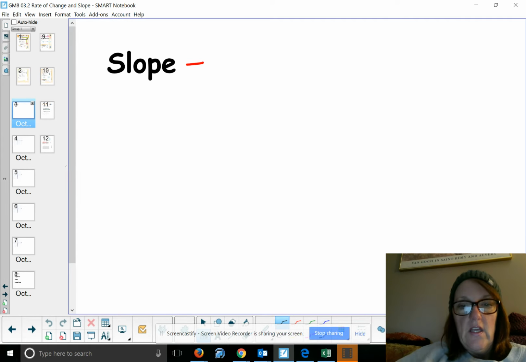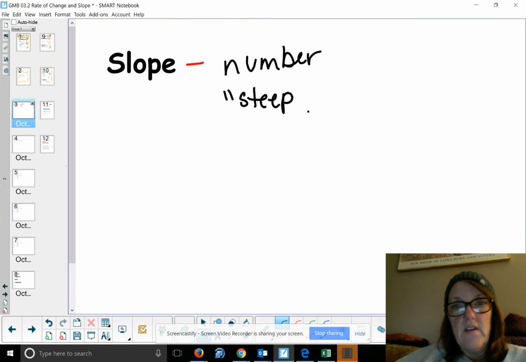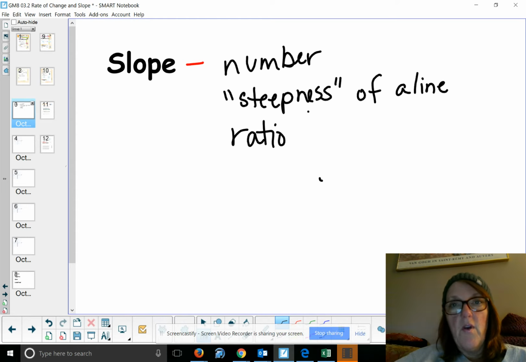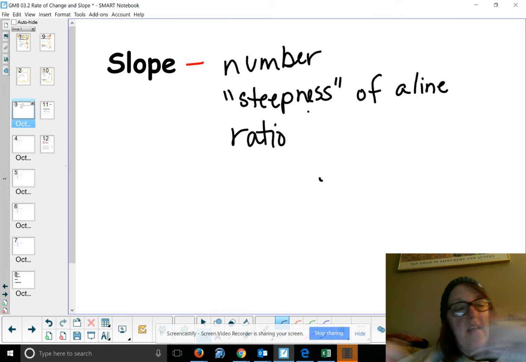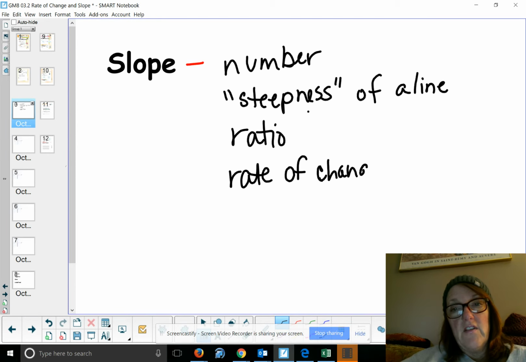And it's really this, that it is a measurement. It's a number, and it specifically measures the steepness of a line. Okay, so we assign it a number value. Usually we write it as a ratio. Okay, so when I say ratio, I'm comparing two numbers, and we often write that as a fraction. So it actually is exactly the same as the rate of change that we were just doing yesterday.